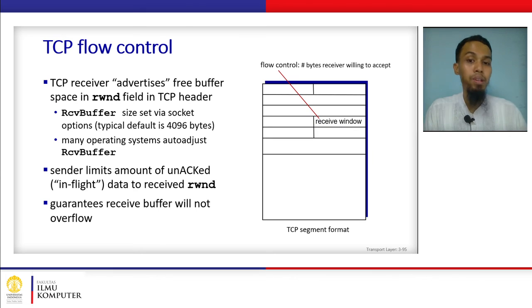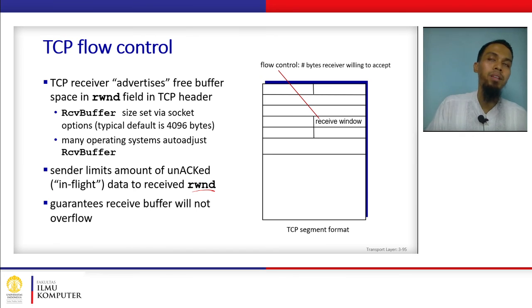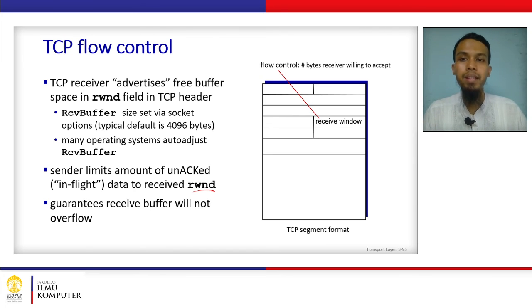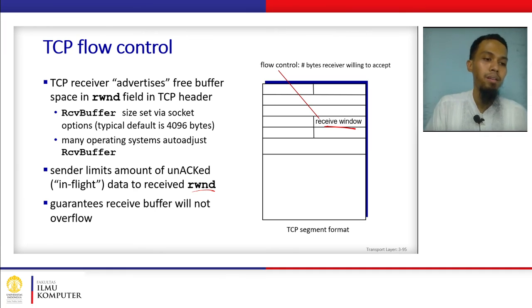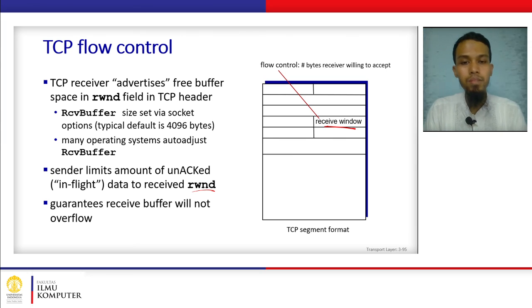This information is written when, let's say, the receiver is sending the ACK. It is piggybacked on the acknowledgement segment. So it is telling the sender, okay, this is the maximum number of bytes I can receive, so you shouldn't send me more than this number of bytes. This will guarantee that the receive buffer will not overflow.